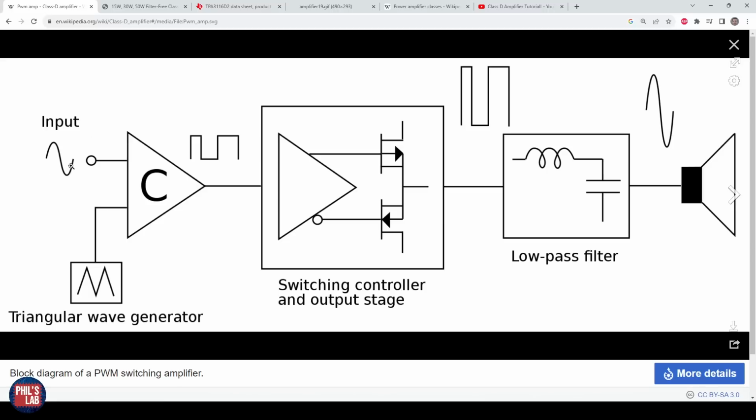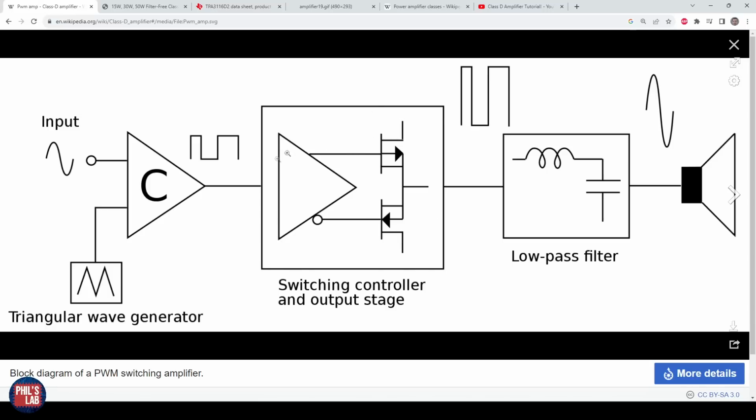Depending, of course, on the frequency of the input signal, the output PWM signal will change, for example, its duty cycle. However, the fundamental switching frequency is set by this triangular wave generator. Then the actual amplification stage happens in this switching controller and output stage.